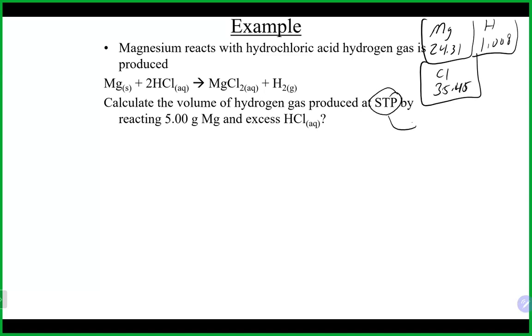And a reminder, STP means temperature is 273.15 and the pressure is 1 atmosphere, right? All right, so give it a go, see what you come up with.